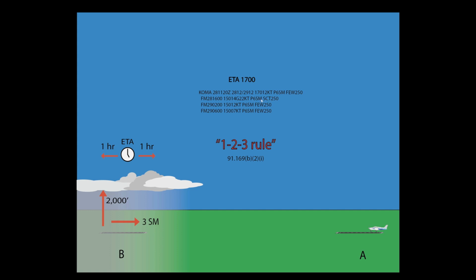So this one's pretty simple. We definitely have better than a 2,000 foot ceiling and more than 3 miles visibility for this whole time period. So we do not need an alternate for this flight.